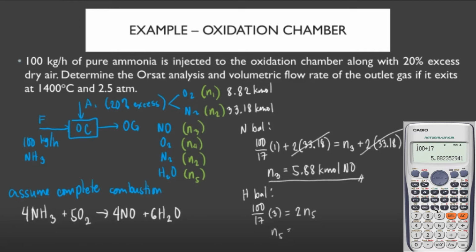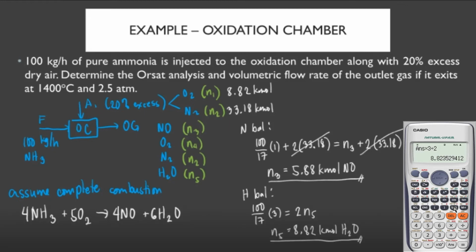100 divided by 17, which is 5.88. We multiply that with 3, and then we divide this with 2. N5 is 8.82. This is kilomoles H2O.